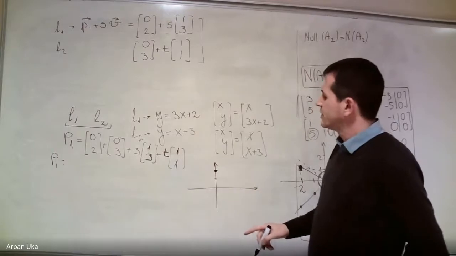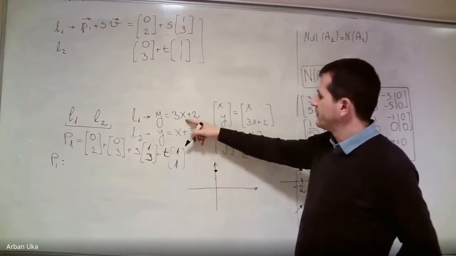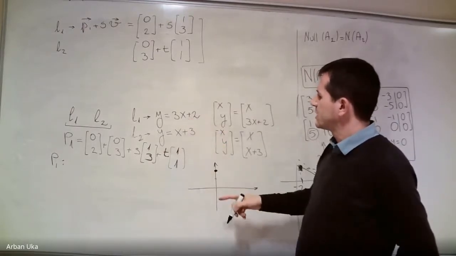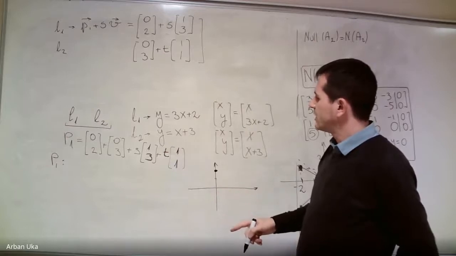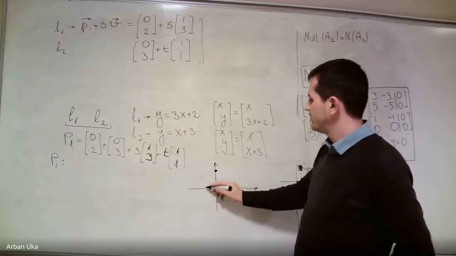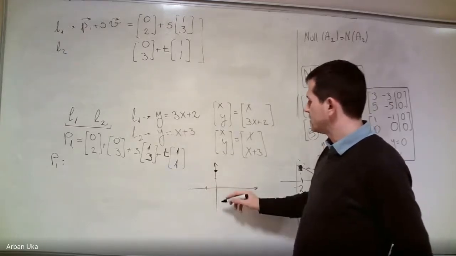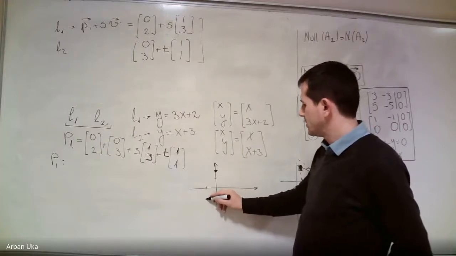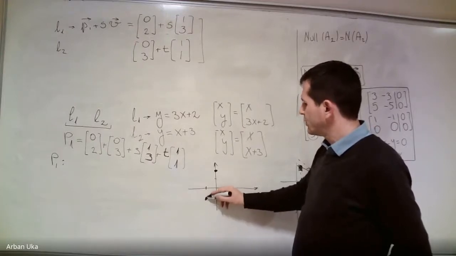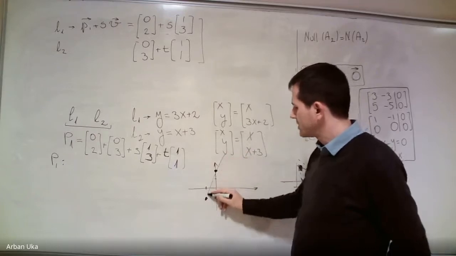And the other point, let's set x to minus 1. What is y? Minus 1, right? If x is minus 1, I think I'm correct, y is minus 1. So we get these two points, and we have this.